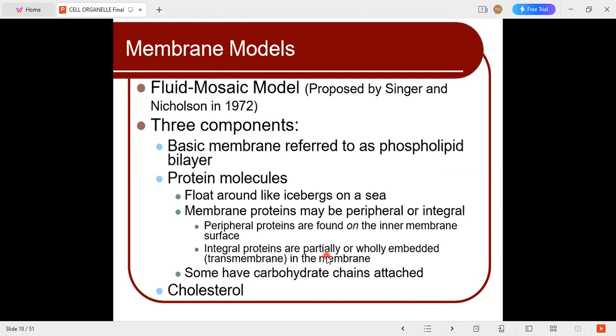So according to the fluid mosaic model, which was proposed by Singer and Nicolson in 1972, there are three main components of a plasma membrane. The basic membrane, referred to as the phospholipid bilayer. It contains protein molecules, which float around like icebergs on a sea. The membrane proteins may be peripheral or integral. The peripheral proteins are found on the inner membrane surface. However, the integral proteins are partially or wholly embedded in the membrane. Some have carbohydrate attached to the proteins. And the third component is the cholesterol.